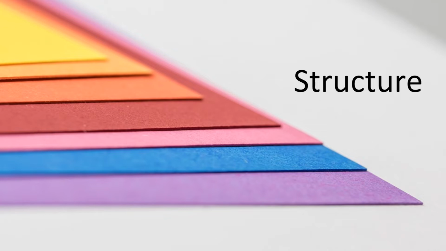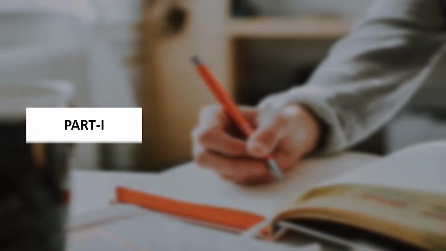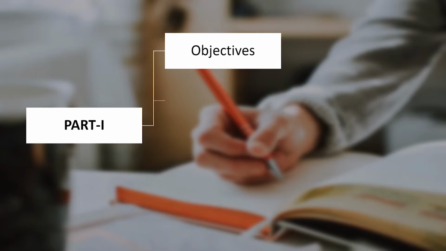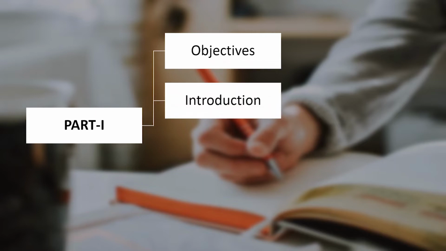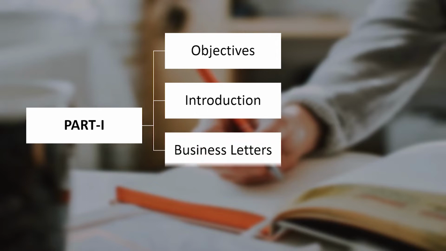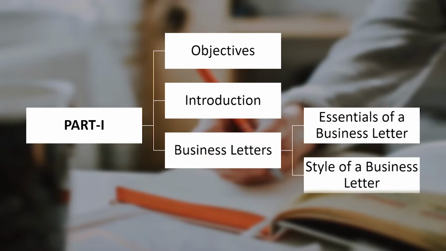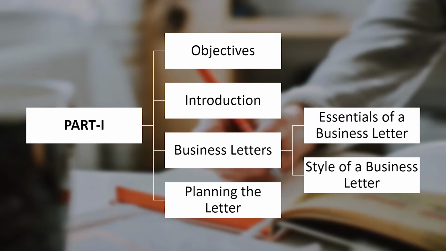The topics that have already been covered in part 1 of Business Correspondence Unit 1 were: we started with the objectives of the unit, we understood an introduction to business correspondence, moving on to the introduction of business letters, essentials of a business letter, the style of writing a business letter, and we concluded the unit with planning the letter. Part 2 of the video series now will take you through the different kinds of business letters along with showcasing an exhibit of each type.